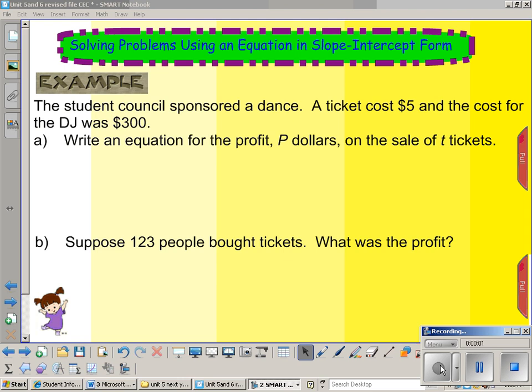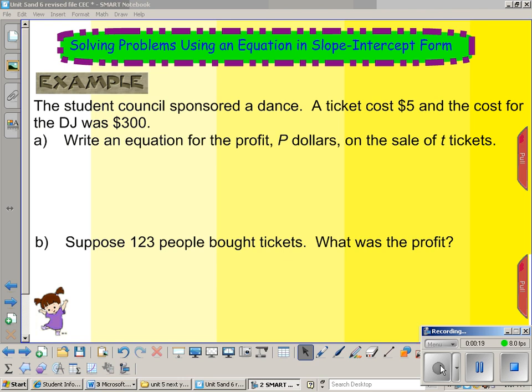In this lesson, we're going to learn how to solve problems using an equation in slope-intercept form. So the Student Council sponsored a dance. A ticket cost $5 and the cost for the DJ was $300. Write an equation for the profit, P dollars, on the sale of T tickets.